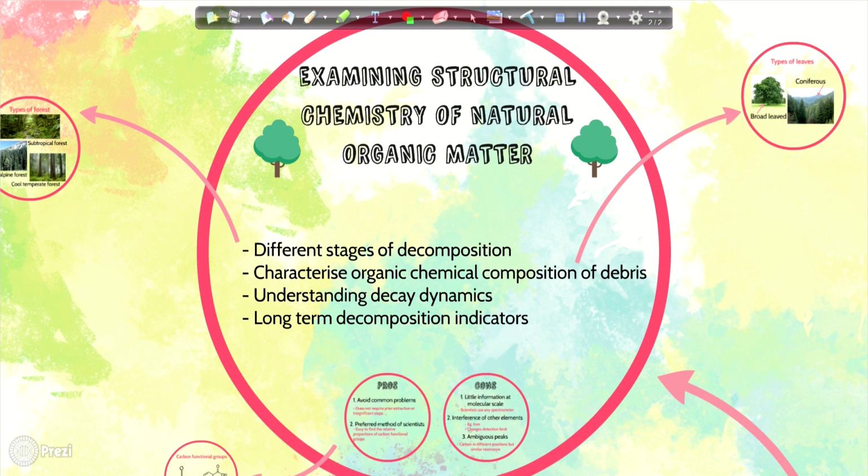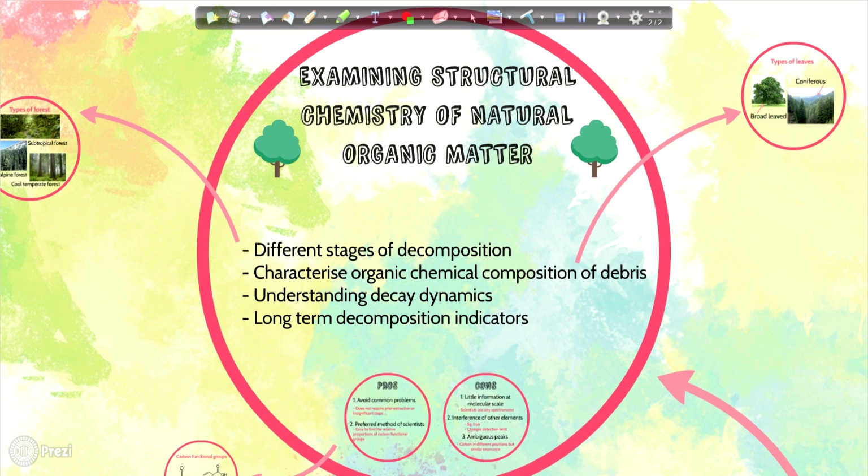Next, I'll be sharing about examining the structural chemistry of natural organic matter using 13C nuclear magnetic resonance spectroscopy. 13C nuclear magnetic resonance spectroscopy is a useful tool for examining the structural chemistry of natural organic matter, such as investigating wood and its properties. For example, we can study wood tissues and investigate its molecular dynamics. A more in-depth study of wood can be seen through the study of coarse woody debris.